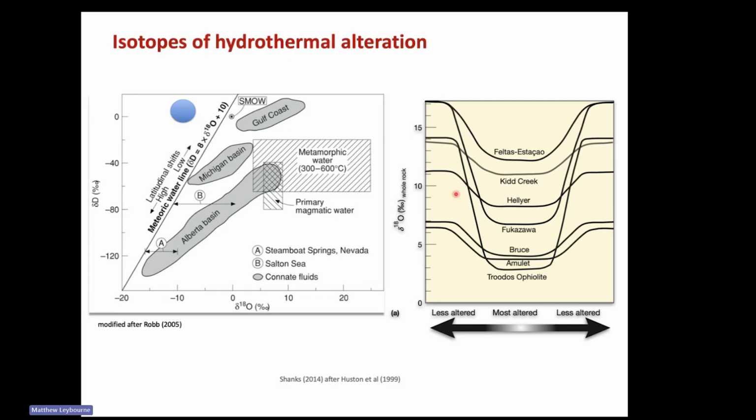So what that means, we look on the right-hand side, we have a series of oxygen isotope values for different ore deposits. And so we have the oxygen isotope value on the y-axis, and on the x-axis, we go away from the deposit, into the deposit, and then away from the deposit again. And so the most altered, you can see there's a reduction in the oxygen isotope value, right? Because it's being pulled towards seawater values.